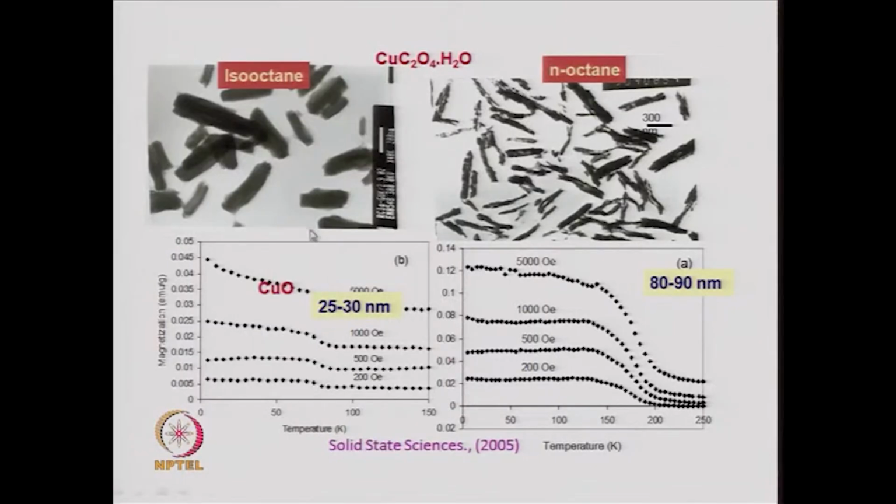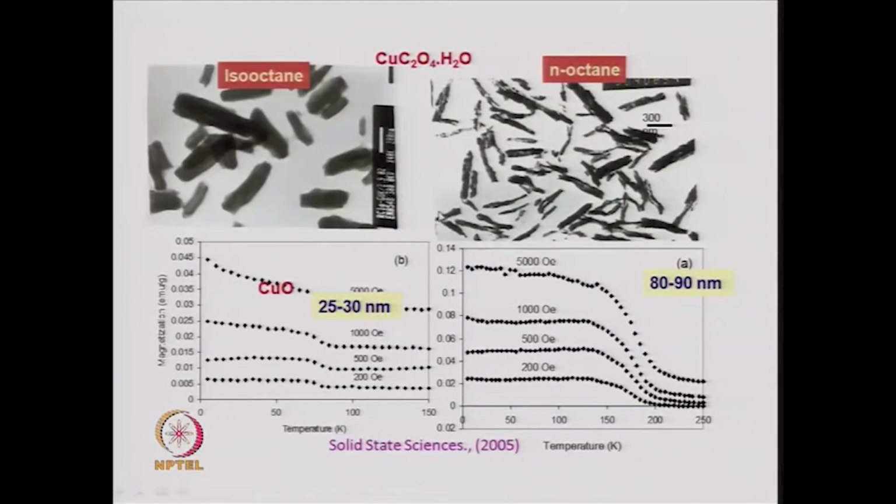Now, when you decompose these rods of copper oxalate to form copper oxide, they give you particles of size 25 to 30 nanometers. And when you decompose these rods at around 450 degree centigrade, you get copper oxide which has size of 80 to 90 nanometers. And when you now study the magnetic properties, because that is the point which we are discussing in this lecture, how the magnetic properties change with the size of the particles.